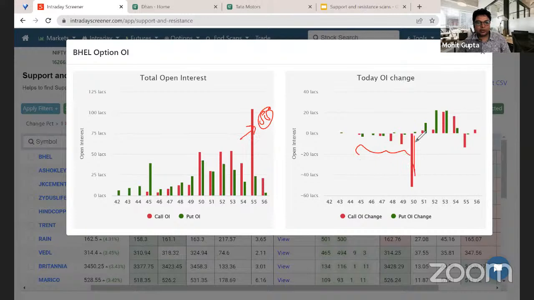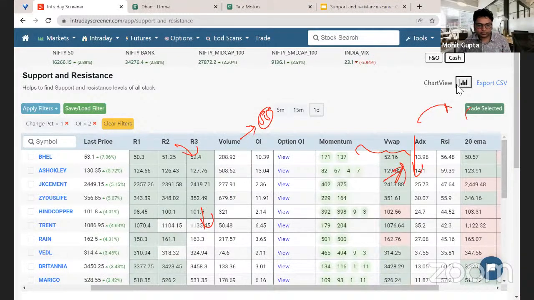But from here I can see how the call unwinding is happening at 50 levels, that people now are confident that it is most probably going to stay above 50. So they are cutting their positions, those who had shorted, right? And they may be shifting to some other positions, they may be shifting to this position. So the thing is, it's a confirmation from the option chain of whether what the futures, volume, or price movement is showing is going to sustain or not. So that is confirmed through the option chain.